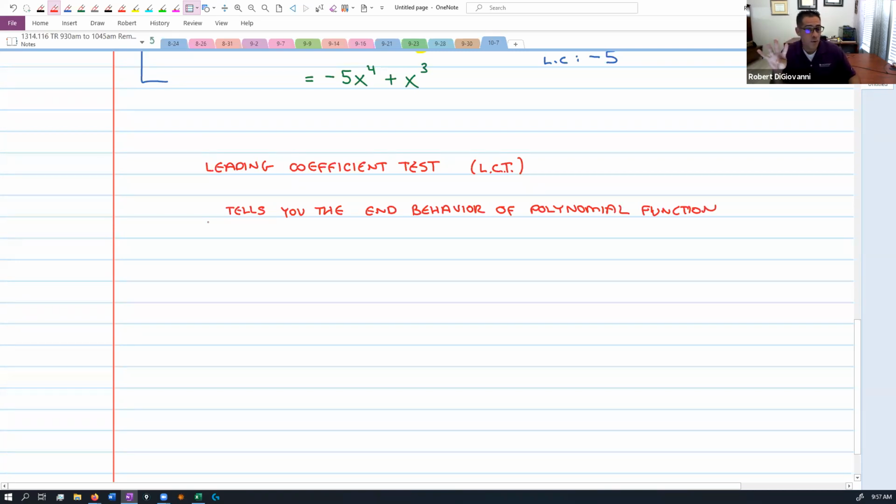So I told you there's only 4 possibilities, right? There's only 4 possible outcomes. So what I'm going to do is I'm going to make a table. This is the part that's important. I'm going to make a table.